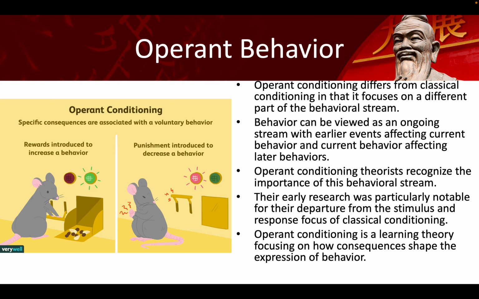Operant conditioning differs from classical conditioning in that it focuses on a different part of the behavioral stream. Behavior can be viewed as an ongoing stream with earlier events affecting the current behavior and current behavior affecting later behaviors. Operant conditioning theorists recognize the importance of this behavioral stream. Their early research was particularly notable for its departure from the stimulus and response focus of classical conditioning. Operant conditioning is a learning theory focusing on how consequences shape the expression of behavior.